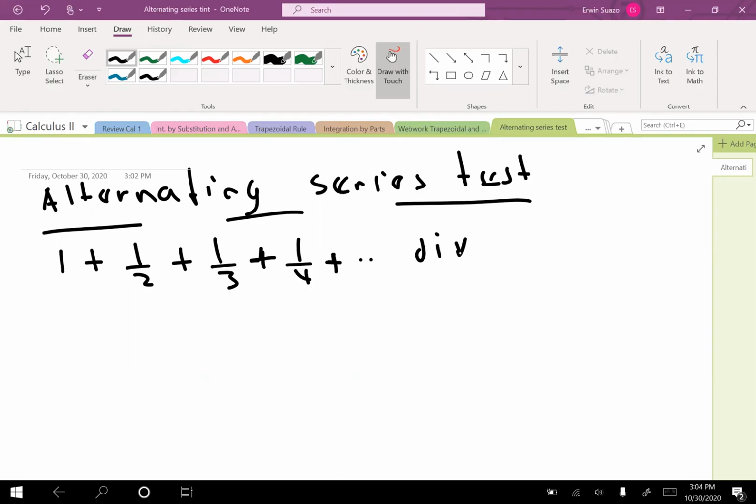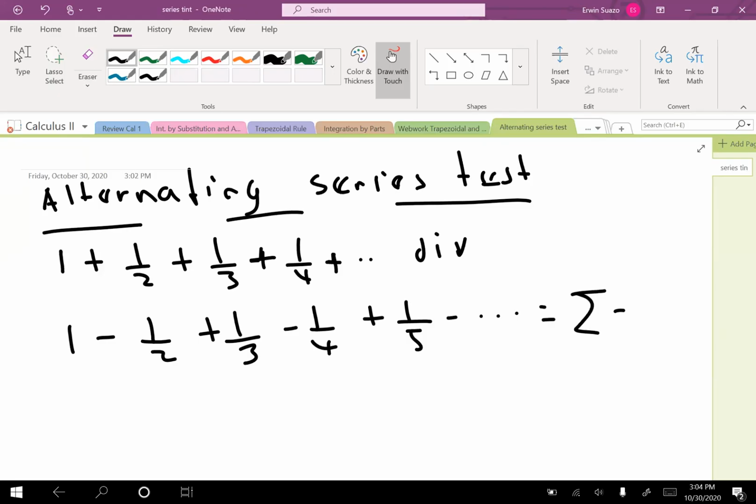So what about this one? 1 minus 1/2 plus 1/3 minus 1/4 plus 1/5 minus, and so on. So this should be the sum of (-1) to the n plus 1, 1 over n, n equals 1 to infinity. So when n is 1, 1 plus 1 is 2, so (-1) squared is 1. So we get 1 minus 1/2 and so on.